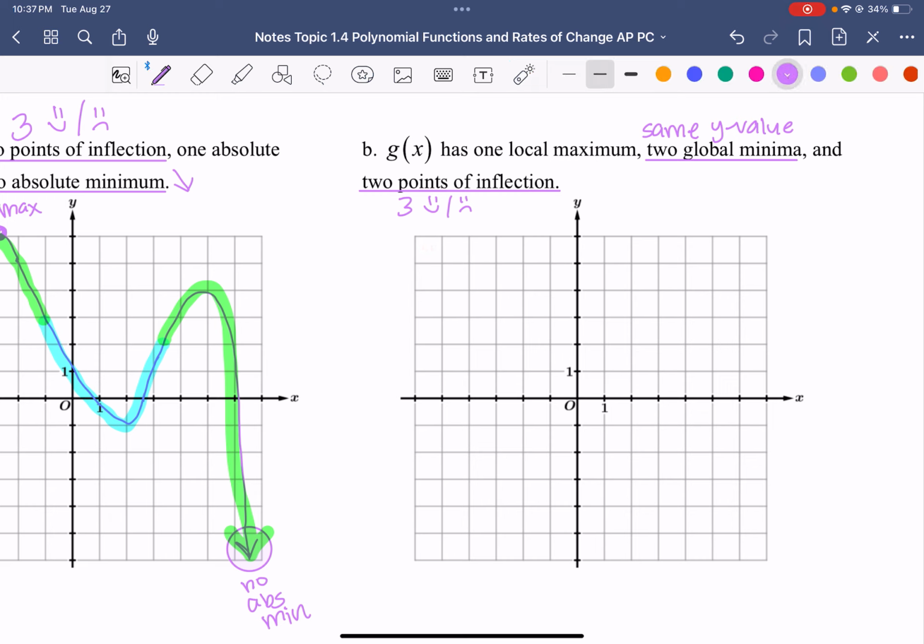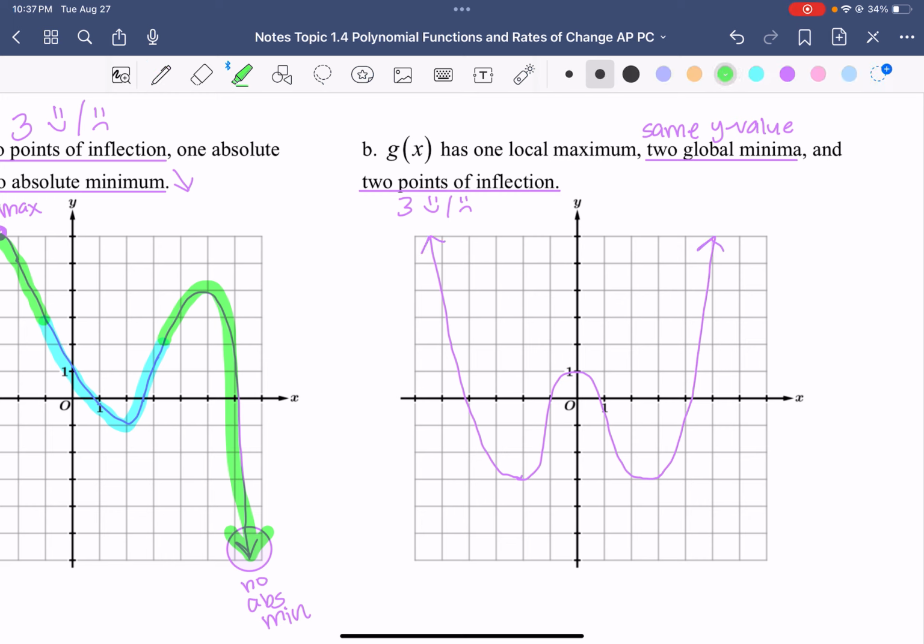So if, for example, I start down and I'm going to include my minimums, let's say I want to pick this y value right here, and then I need a local maximum. And then if I include my other global minimum, it should be at the same exact y value. Okay. So there we have that.